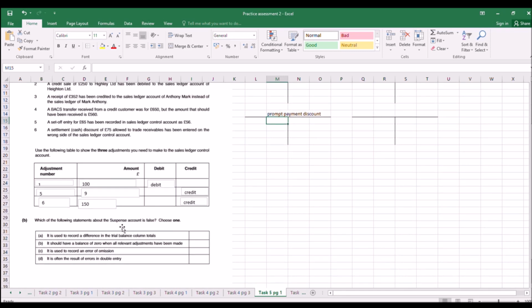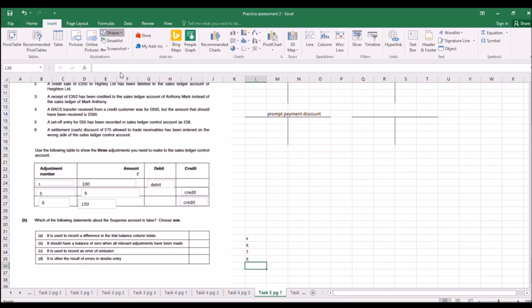Which of the following statements about the suspense account is false? Right, so we've got false, so things are going wrong here. It's used to record the difference in the trial balance columns. Well, no, that's definitely the correct position, so that's not right. It should have a balance of 0 when the relevant adjustments have been made. Yes, that would be correct, so that's not false either. It's used to record an error of omission. No, an error of omission simply wouldn't be in there. It wouldn't create an error in our trial balance. It wouldn't have hit either part of it. It's often the result of errors of double entry bookkeeping. That one's correct. So the answer to this one is C.